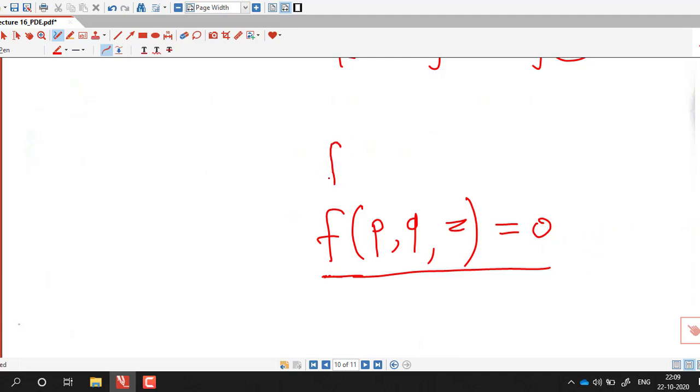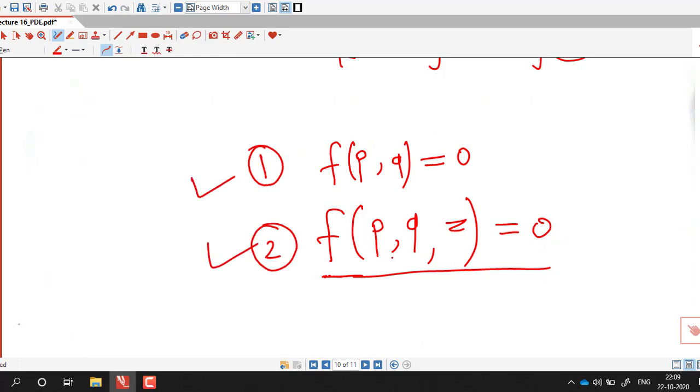And before this we have seen the standard form in which we have only p and q present. So we have discussed these two standard forms: equations containing p and q only, and equations containing p, q and z only. In the next session we will discuss one more standard form.